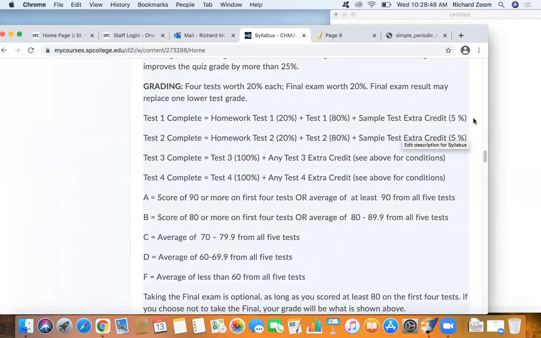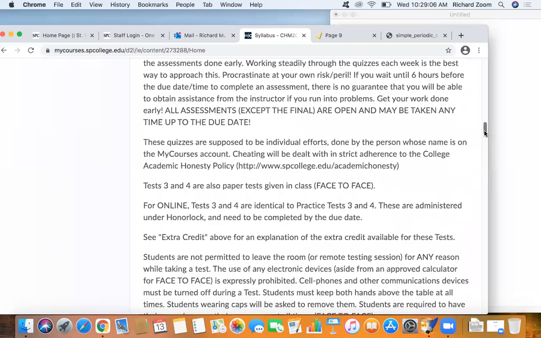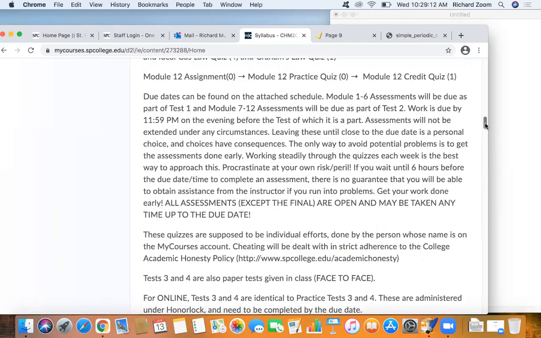So if you didn't want to do all the homework, you could at least do the sample test extra credit, and that could make up for some of the homework you didn't do. But you definitely are going to need to do homework if you want to try and get an A on test 1. A good way to do that is to make sure you do all the easy stuff that goes with the homework. The stuff we've done so far is pretty easy. It shouldn't take you very long to get the homework done.